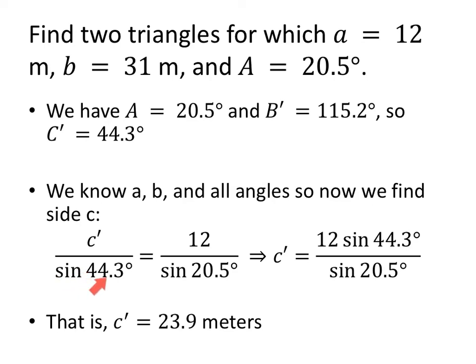Little c prime over the sine of 44.3 degrees equals 12 over the sine of 20.5 degrees. Multiply both sides by the sine of 44.3 degrees. Use a calculator, and I found c prime is 23.9 meters. So I have two triangles. The one on the previous slide, A, B, C, and side lengths little a, little b, little c. And my second triangle is angles A, B prime, and C prime for the optional second triangle with sides a, b, and little c prime. Notice angle A, side b, and side a are going to be the same for both triangles.